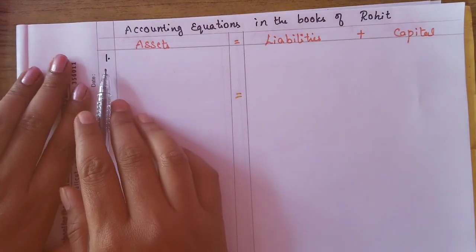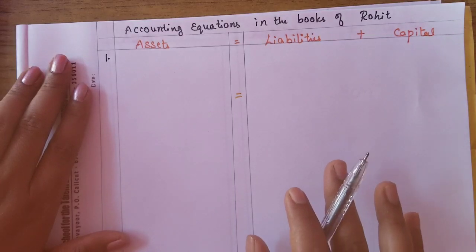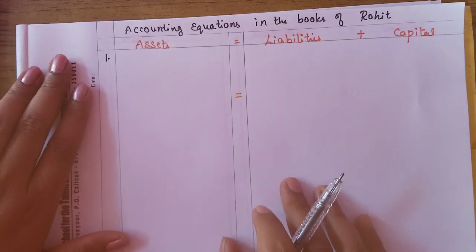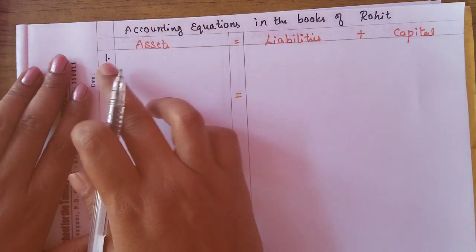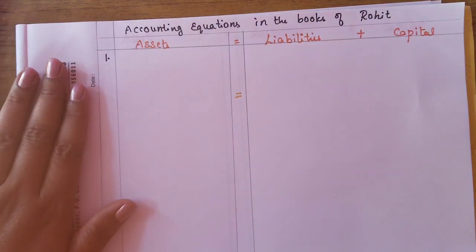So write down the first transaction. You will be having 6 transactions, so this is for 6 marks. Each transaction consists of 1 mark. So 6 transactions, 6 marks.